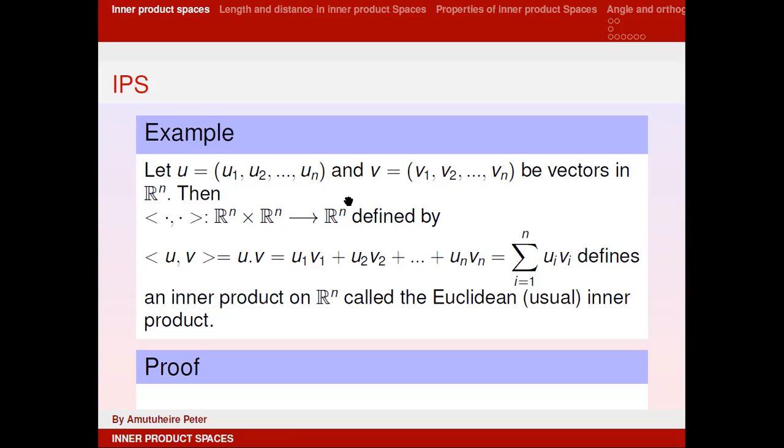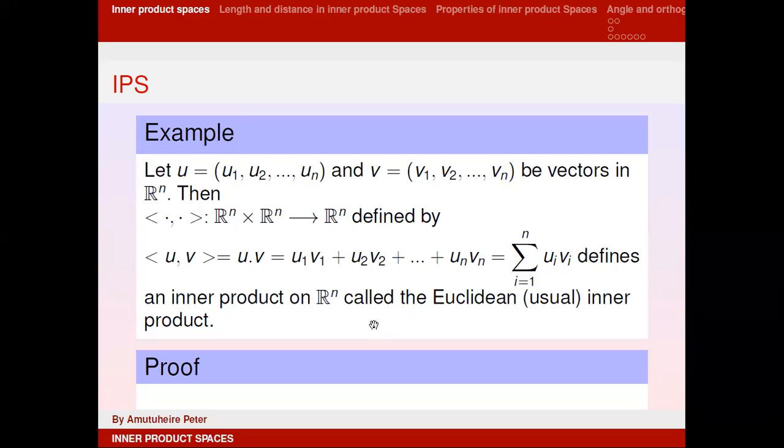This is supposed to be R. Sorry about this typo, because when we compute, we should return R. We should get R, not Rn again. So if that inner product is defined by this, then it defines an inner product on Rn called the Euclidean or the usual inner product.